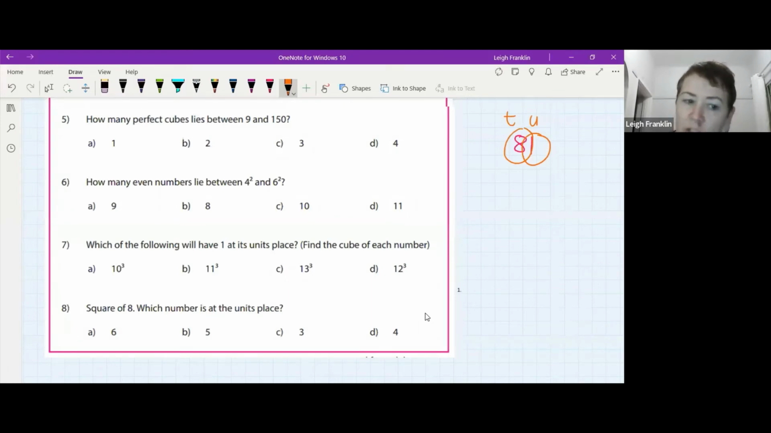Okay, so you've got to find a number that has a 1 in its units place. So you need to work out 10 cubed, 11 cubed, 13 cubed, and 12 cubed. Remember, I showed you all the cube numbers up above. We had a look at all of those. So if you wrote them down, it would be useful for you now. You'd be able to work out which one this is. Thank you.